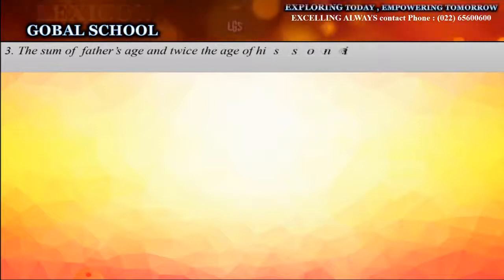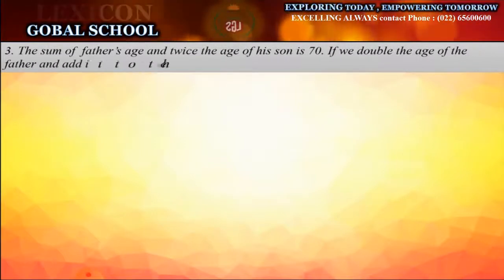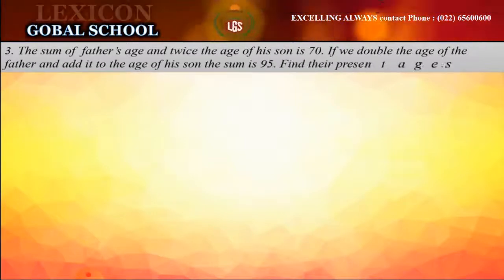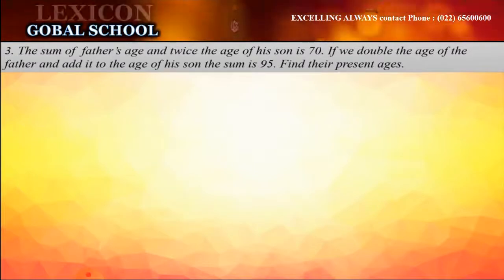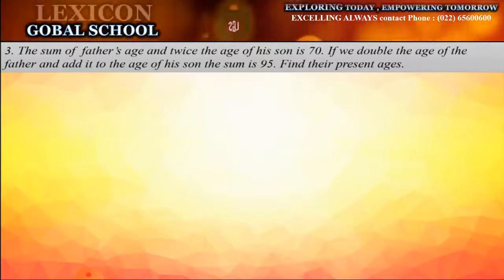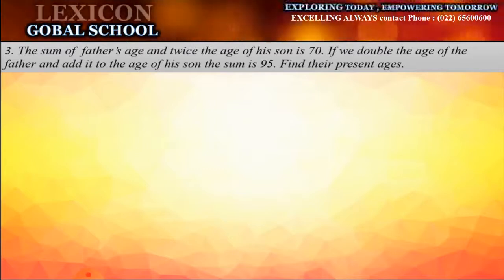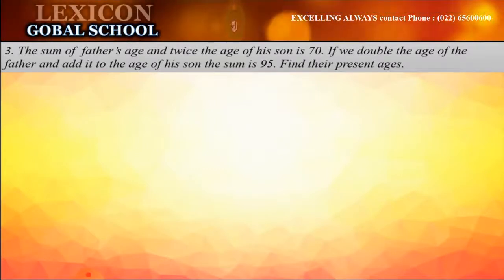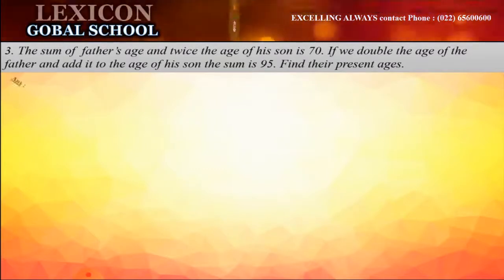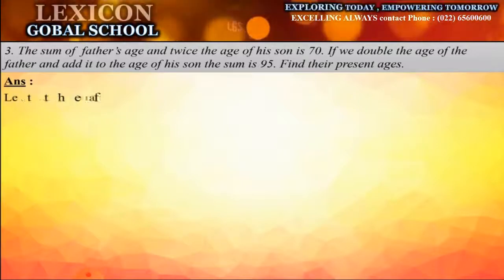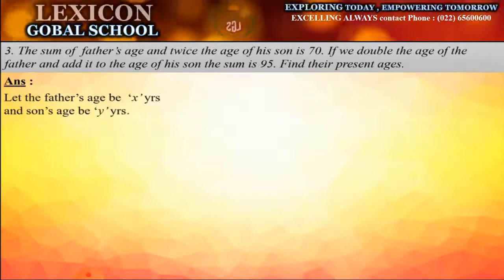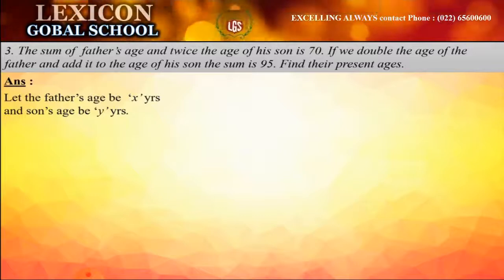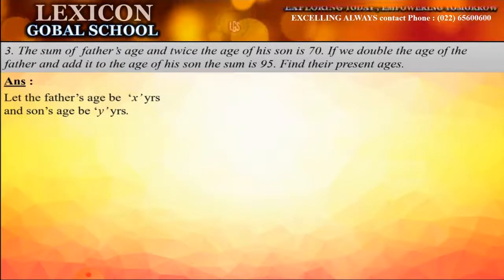The sum of father's age and twice the age of his son is 70. If we double the age of father and add it to the age of his son, the sum is 95. Find their present ages. Since we have father and son mentioned in the question, let the father's age be x and the son's age be y.